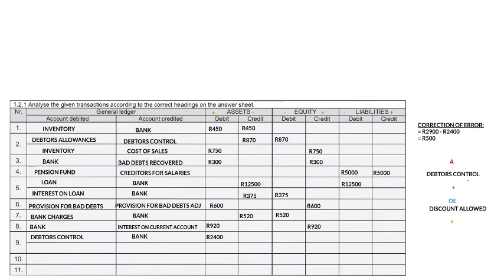So let's go and record this. The account to be debited is your debtors control account. The account to be credited is your discount allowed account. On the debit side of assets, you will record 500 Rand. And on the credit side of equity, you will record 500 Rand.